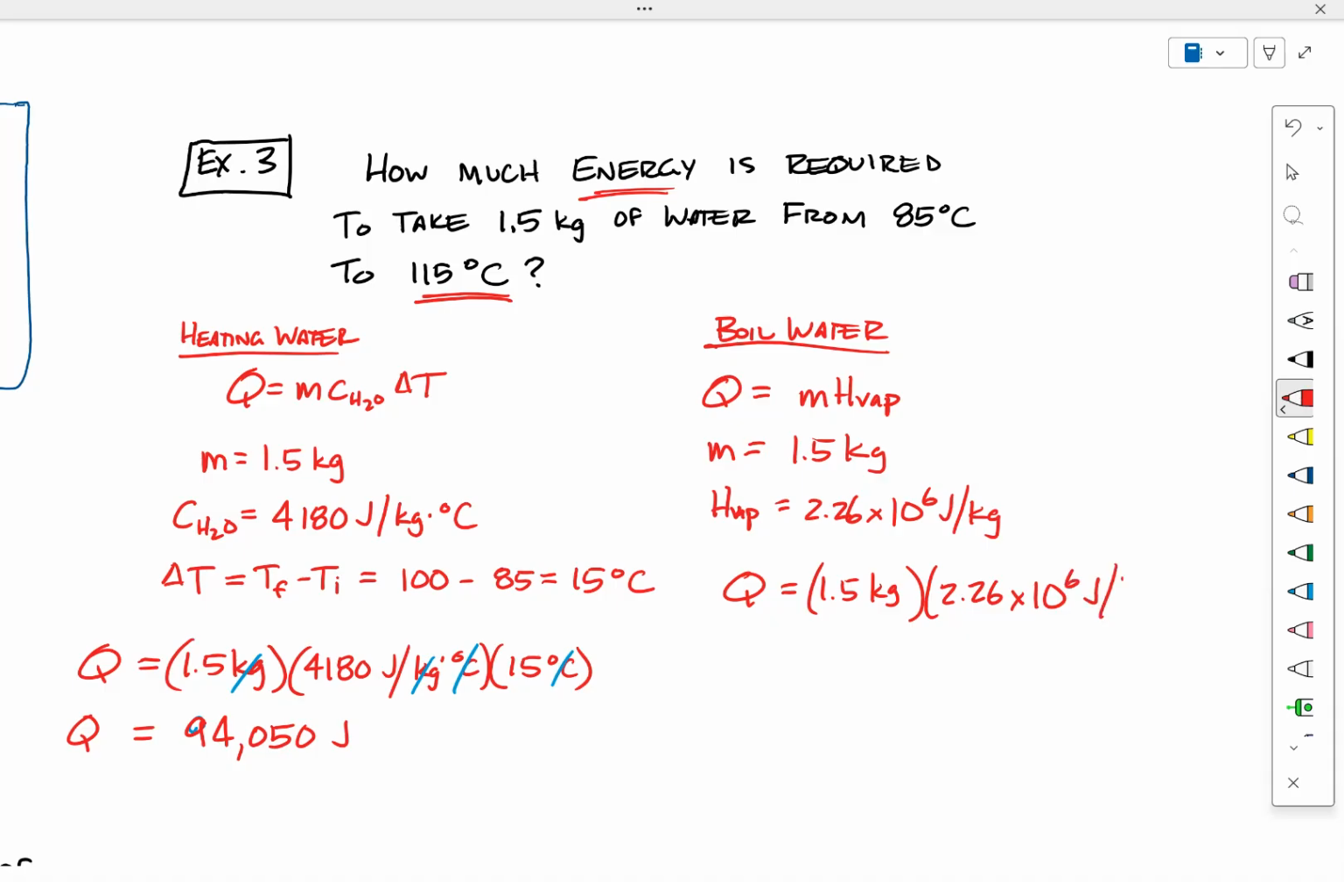It looks like that is going to be the significant portion of the heating in this. Let's see what we get when we multiply these two. We will get units in joules, and 1.5 times 2.26 times 10 to the 6th is a large number. It's 3,390,000. Scientific notation would be useful there. Let's call that 3.39 times 10 to the 6th joules. So much more heat goes into boiling than just heating the water.